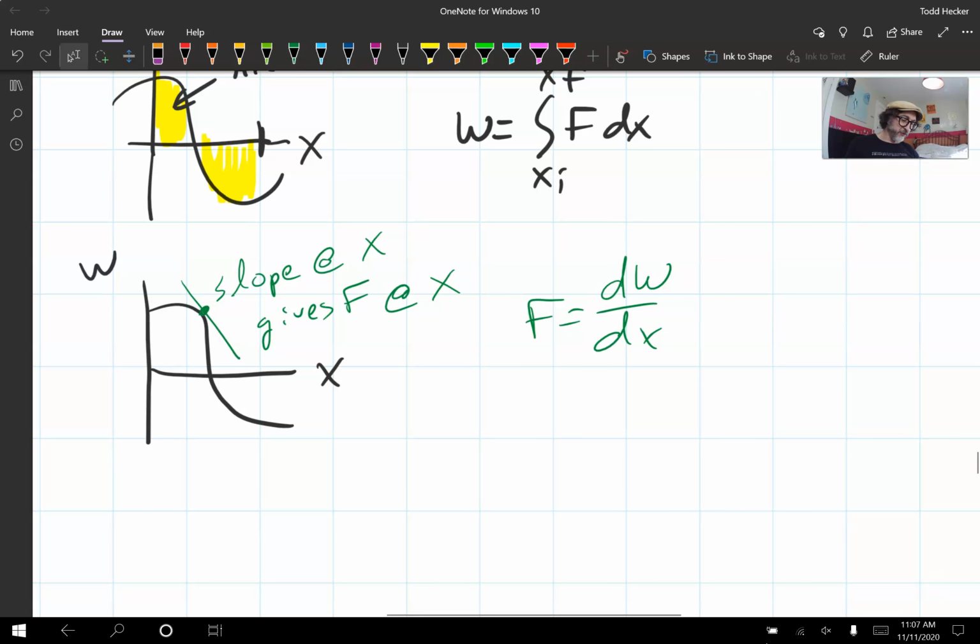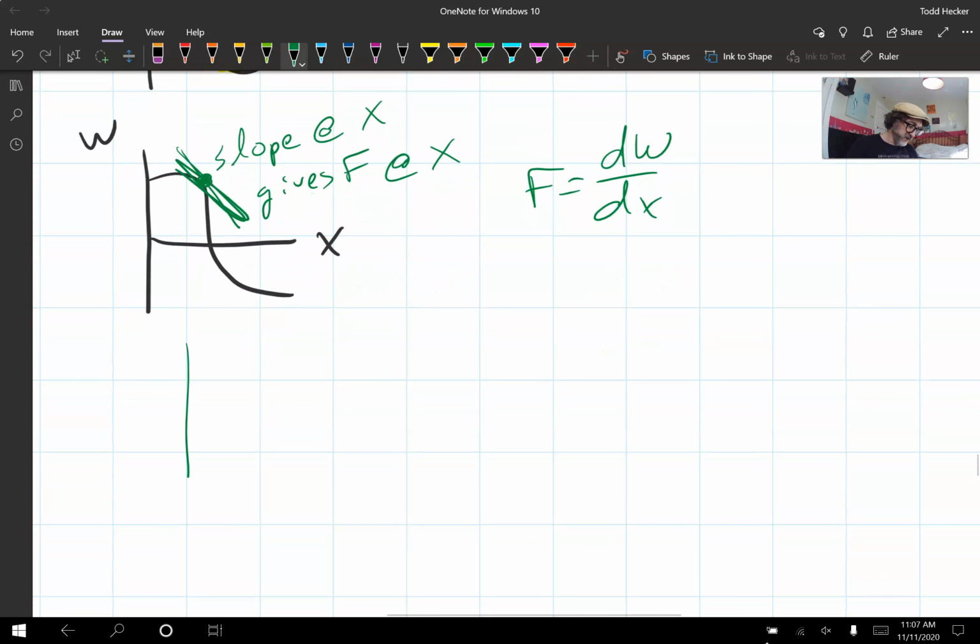All right? So I guess what I should say is this. If you're given a graph, okay, there's no way that you could figure out this slope here, right, because it's a curvy function. So usually, if you're given a work versus position graph, it'll be a collection of straight lines. Okay? So, you know, the force at this point would just be the slope of this line. Okay?